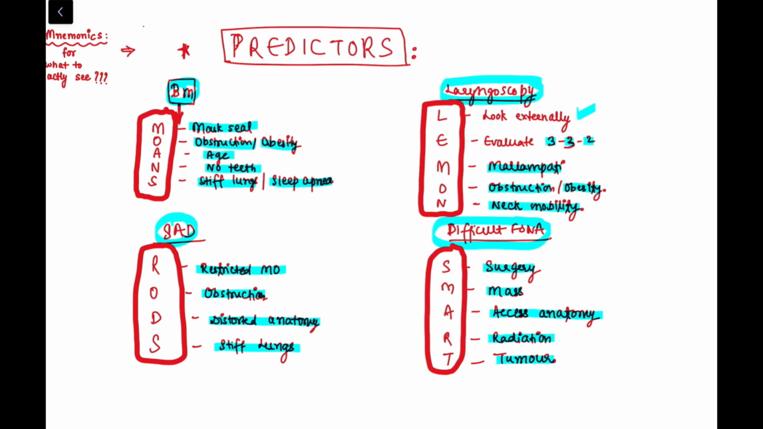We'll discuss the airway assessment as such by demonstrating it on a volunteer.